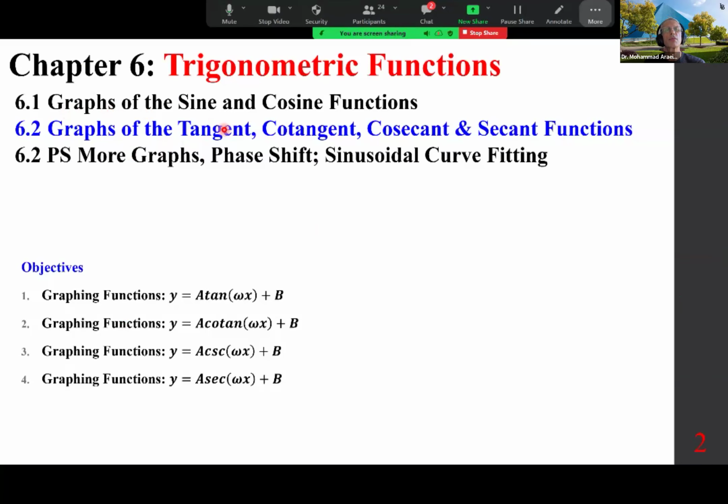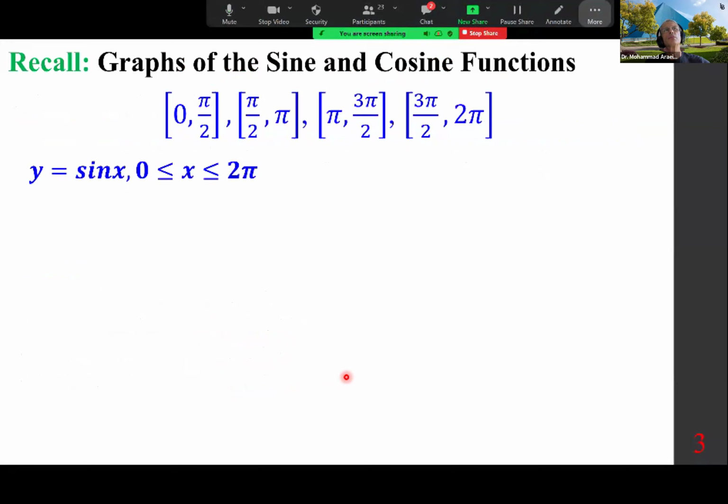So we looked at graphs of sine and cosine, and now we're going to look at graphs of tangent, cotangent, cosecant, and secant functions. So graphing functions y equals a tan omega x plus b, y equals a cotangent omega x plus b, a cosecant omega x plus c, and a secant omega x plus b.